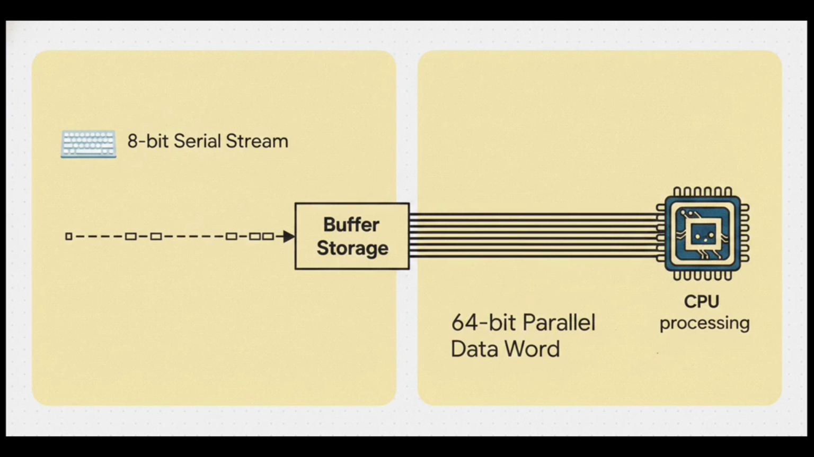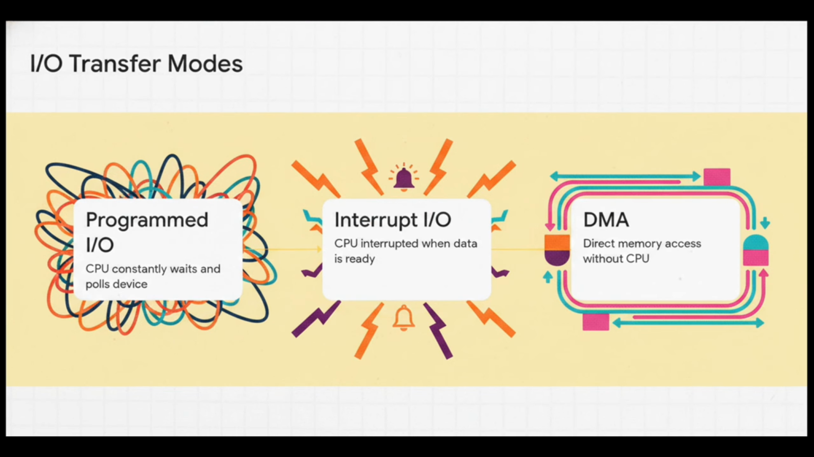Plus, it's a matter of data formatting. Your CPU is probably a 64-bit powerhouse, right? It consumes data in massive parallel 64-bit chunks. But meanwhile, a keyboard sends data serially, just one tiny 8-bit character at a time. The interface solves this mismatch by maintaining local buffer storage. It patiently collects those tiny 8-bit serial streams from the keyboard, groups them together in its local buffer, and then packages the whole shebang into a neat 64-bit parallel data word that it hands over to the CPU all at once.